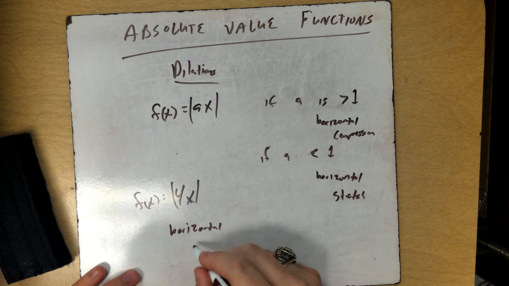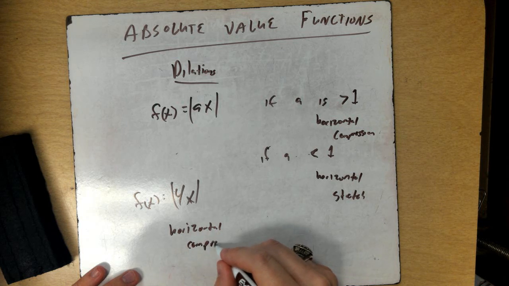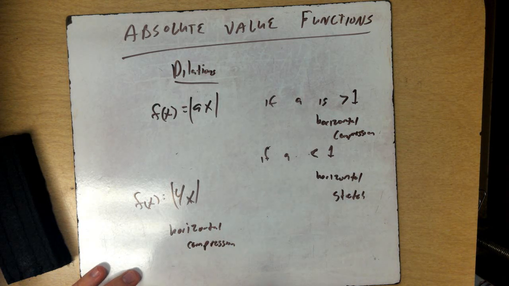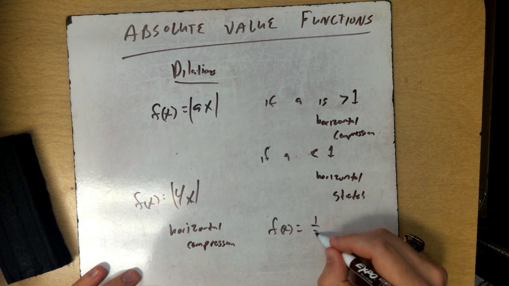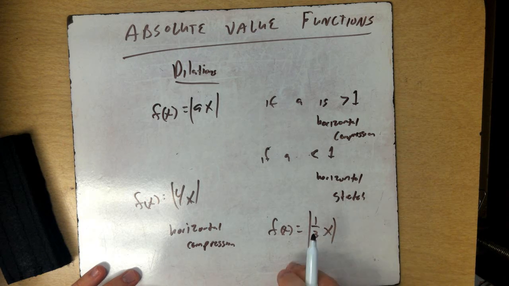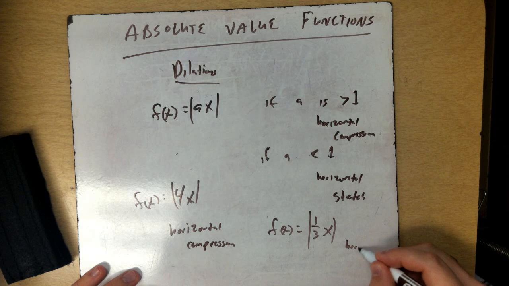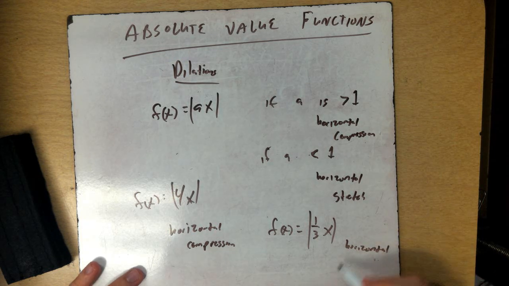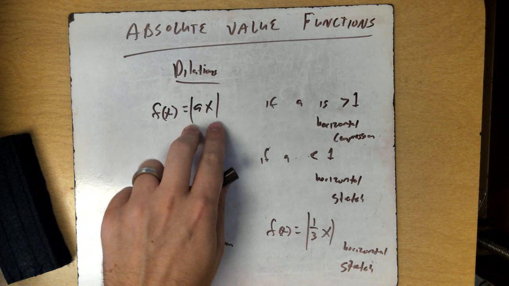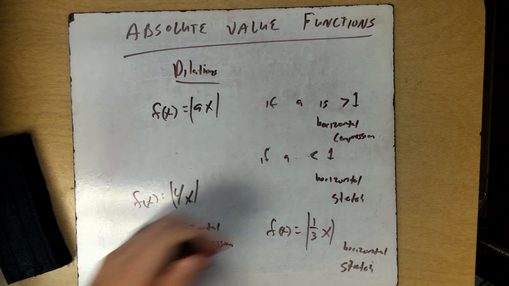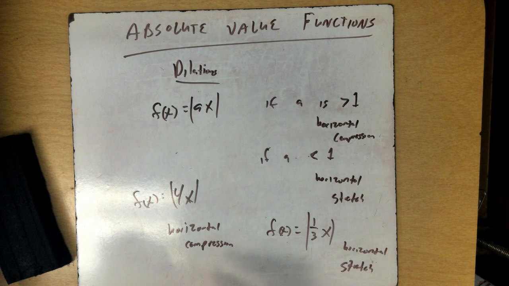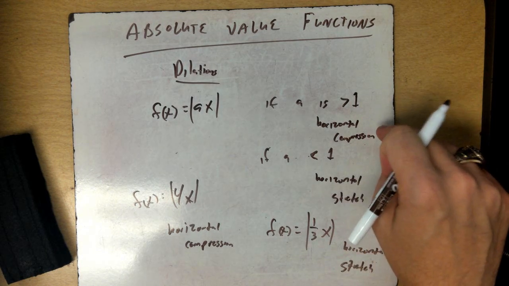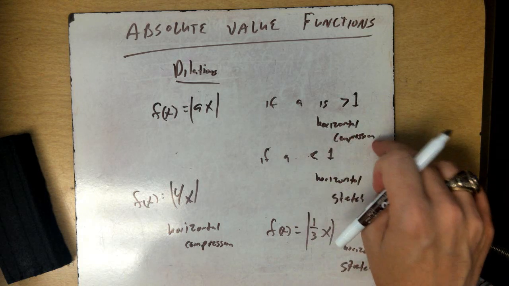Like I said, I'm kind of going through this fast because we did this, it's the same as the linear functions. And then same thing here, we have a fraction, let's say 1/3 x, and they're both in the absolute value lines, and we have a horizontal stretch here. So everything in the absolute value lines is talking about horizontal, and if it's greater than 1, it's compression, if less than 1, it's stretch. So it's kind of the opposite of the vertical. If vertical was greater than 1, it's a stretch, but with horizontal, it's a compression. Okay.